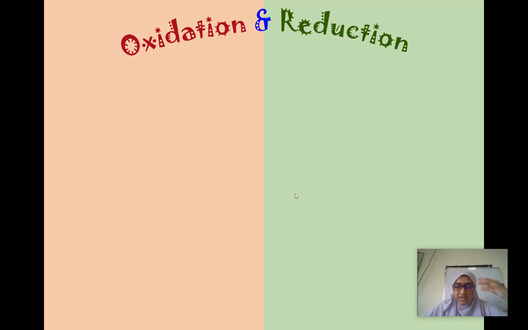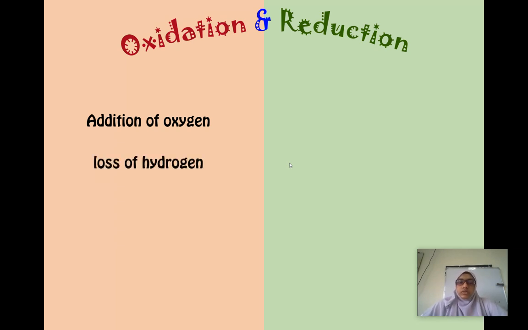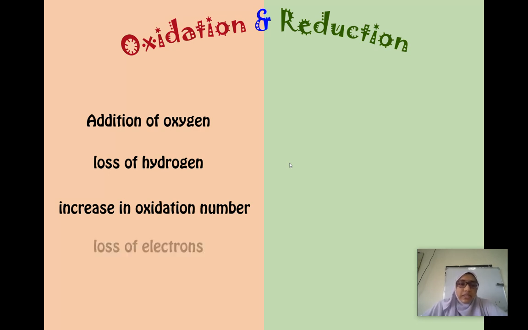So let's do a quick recap of the main concepts. Firstly, oxidation. In a reaction, oxidation is considered to have happened if there is an addition of oxygen or something loses hydrogen, there is an increase in oxidation number of the substance, or you see a loss of electrons. That means something becomes more positive. That's how you lose electrons, right?